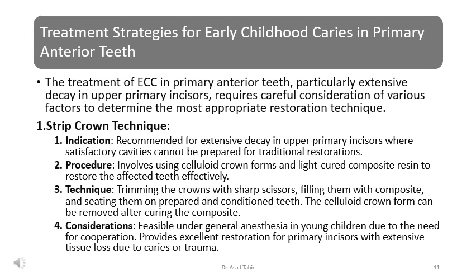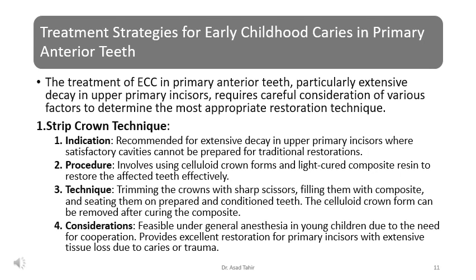Strip crown technique. Indication: recommended for extensive decay in upper primary incisors where satisfactory cavities cannot be prepared for traditional restorations. Procedure: involves using celluloid crown forms and light-cured composite resin to restore the affected teeth effectively. Technique: trimming the crowns with sharp scissors, filling composite, and seating them on prepared and conditioned teeth. The celluloid crown form can be removed after curing the composite.